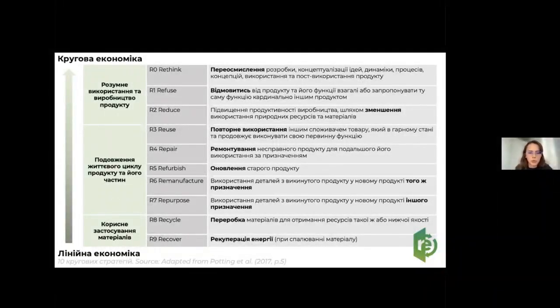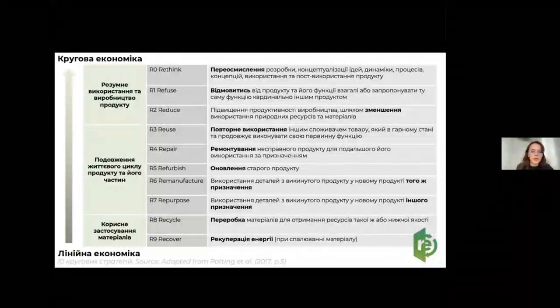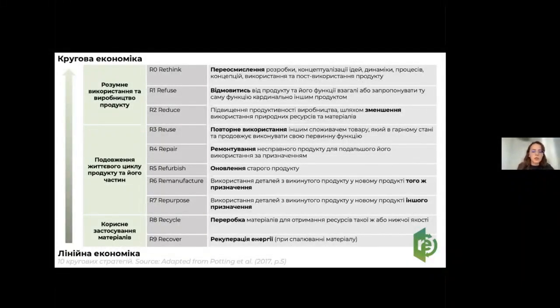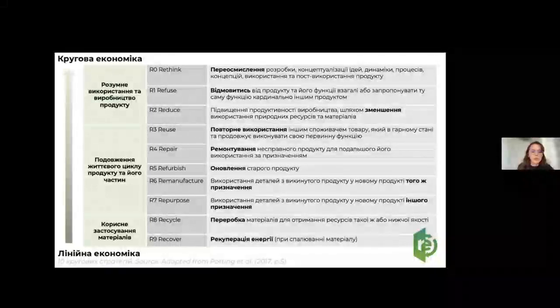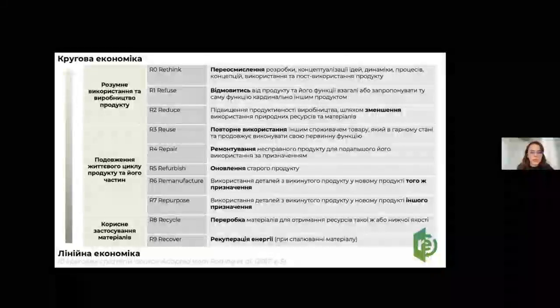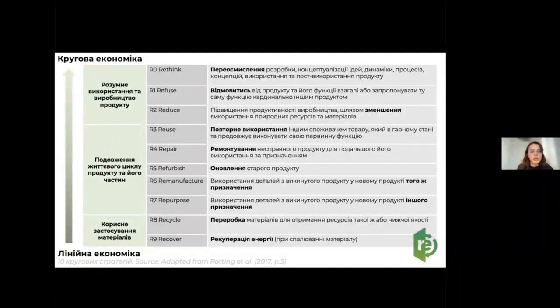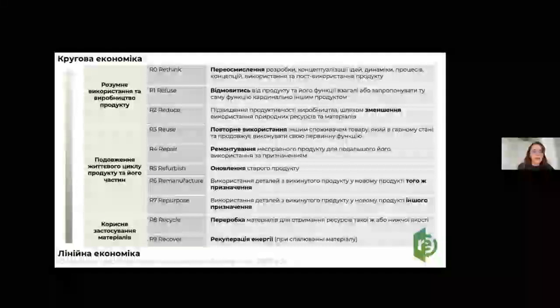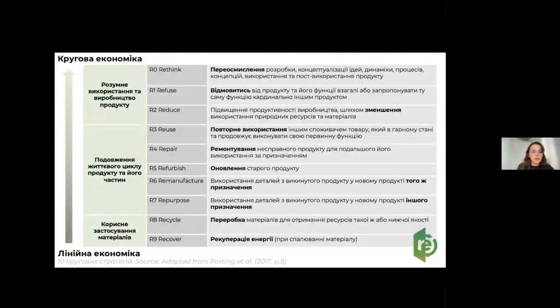So strategy R0 at the very top is called ReThink. It's about reconsidering the manufacturing process, the conceptualization of ideas, the dynamics, the processes, the concepts, the use and the post-use of the product. So this orients you towards thinking whether there is a completely different approach to doing what you're doing now. Then there's the R1 strategy, which is called refuse, where you have to consider whether you need to use this product at all and whether you could use something else for the same purpose.